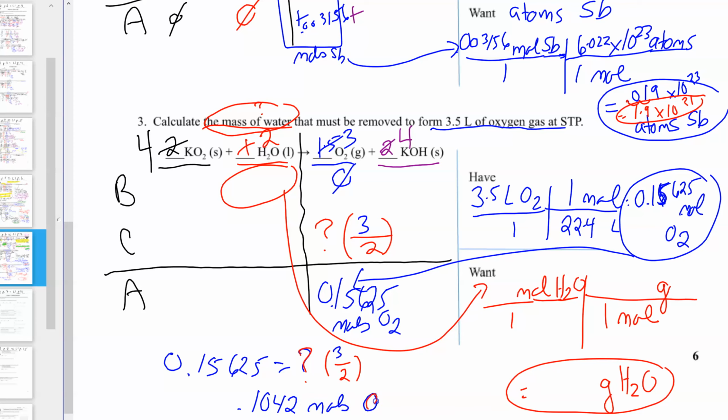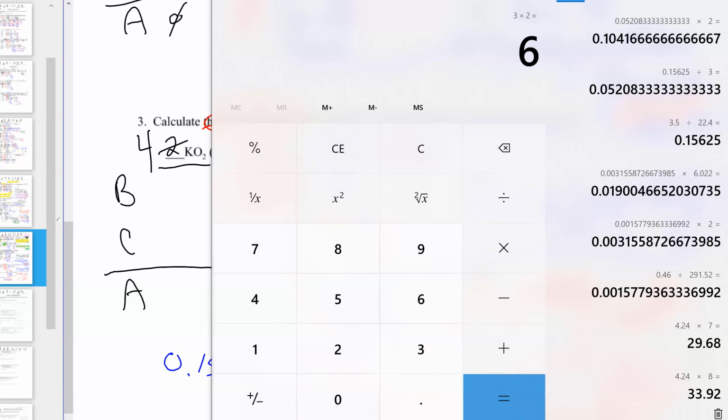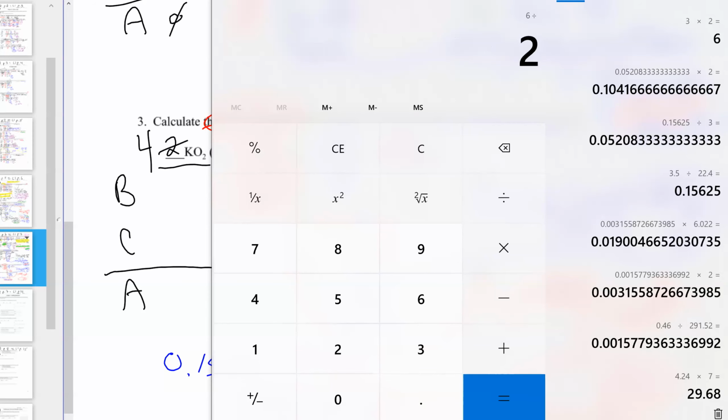And that's going to be my moles of water. This should have been in red, I apologize. That's my question mark. So that means I started with 0.1042 moles of water. That number comes right here, times 3 over 2. Here's a good double check we can do. We can take that number times 3, divided by 2.